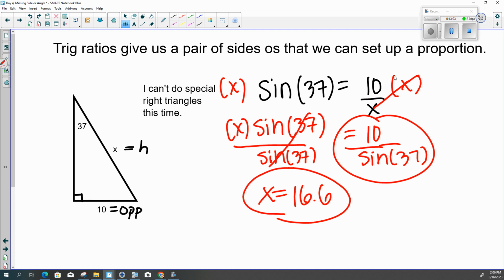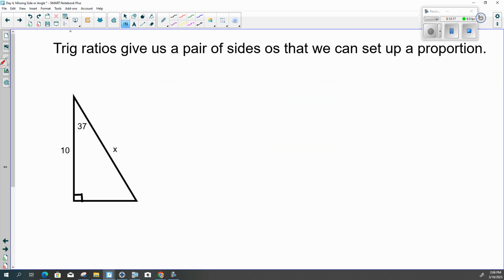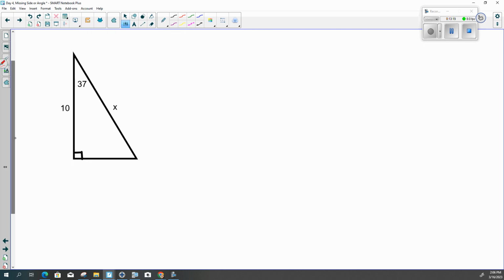Okay, the next one we're going to do, I'm going to have you set it up by yourself, so make sure you draw the picture. I'll get you started, and I want you to solve it, and then we'll compare answers with our table partners. Okay, draw this picture. We're going to try to find x. Can you see that we can't use the Pythagorean theorem because we only know one side? So this is really helpful that we can find all those missing pieces.